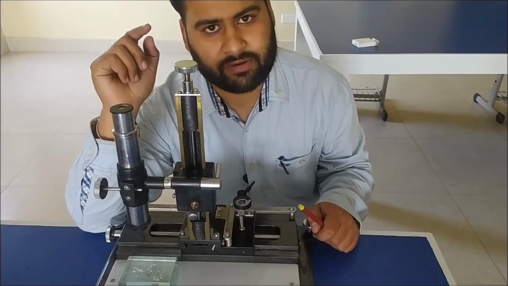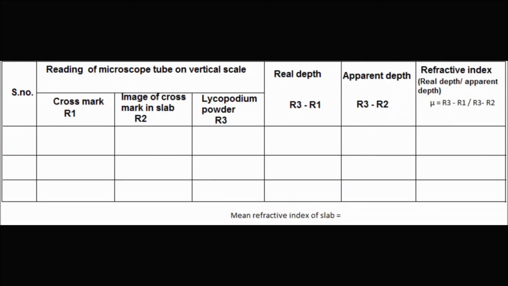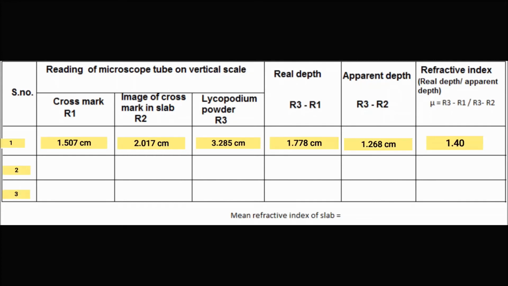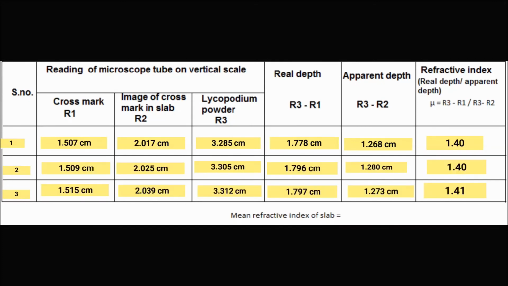Now let's proceed for the calculations. In order to complete our experiment, we need to complete this table and do some calculations. These are the readings observed when I performed the experiment. Now I have repeated the same experiment 2 more times by changing the location of the glass slab. We will obtain 3 different values for refractive index, as you are watching in the table. Now we will simply take the mean of all these 3 refractive indices in order to find the refractive index of the slab. Hence we get our result.